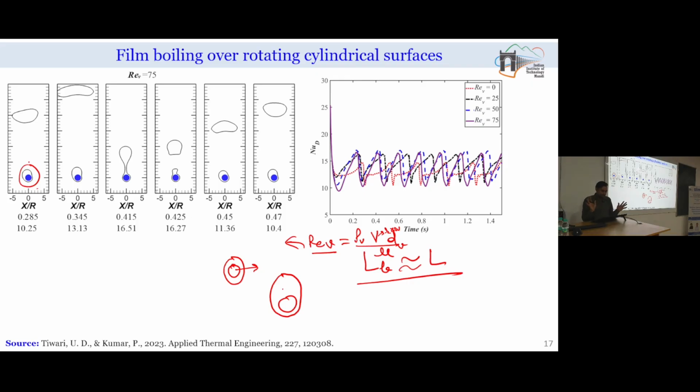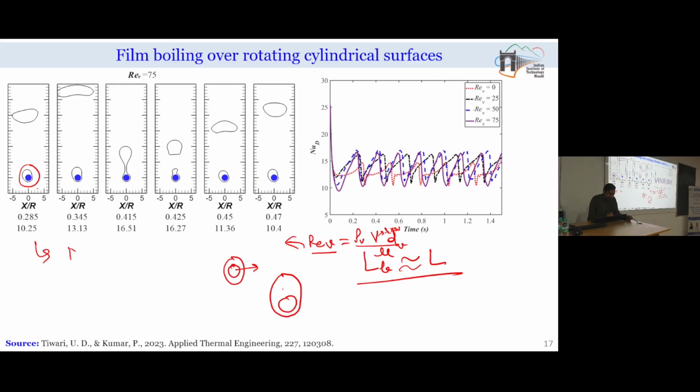That is not our major objective. Our interest over here is to study how our heat transfer coefficient actually varies during this vapor formation and its departure.